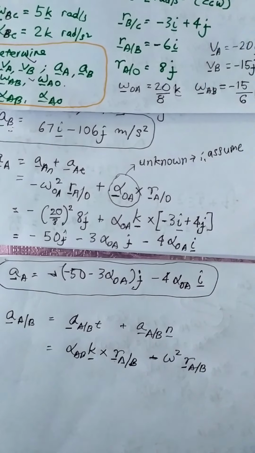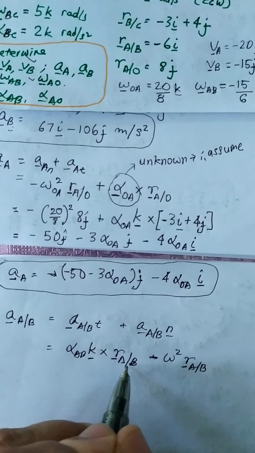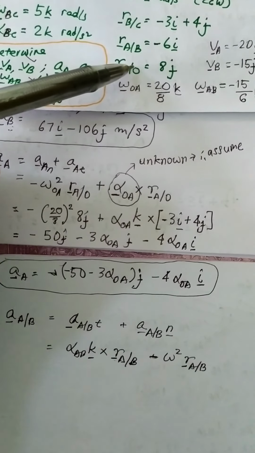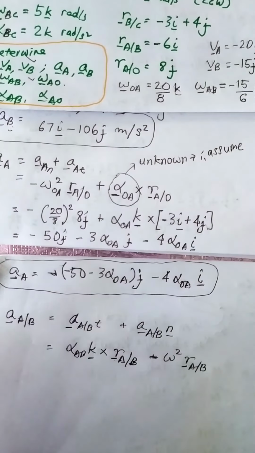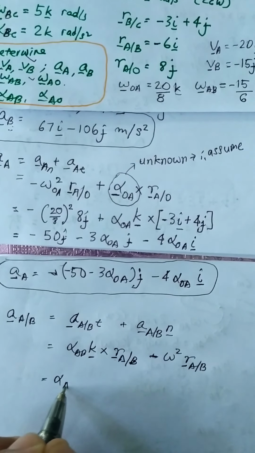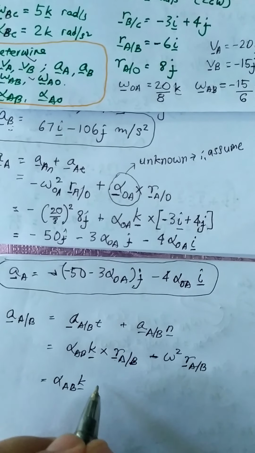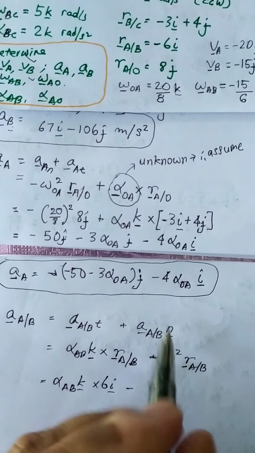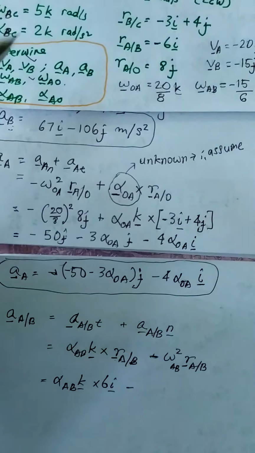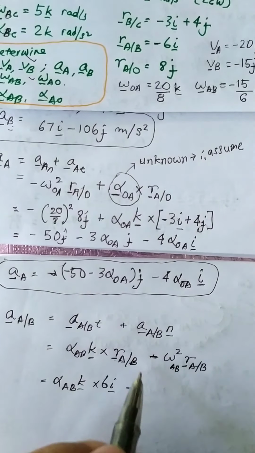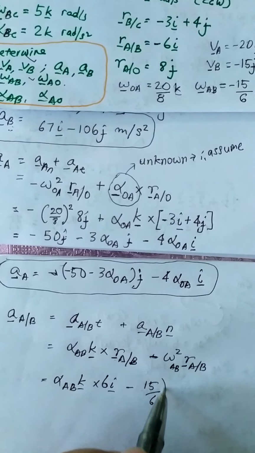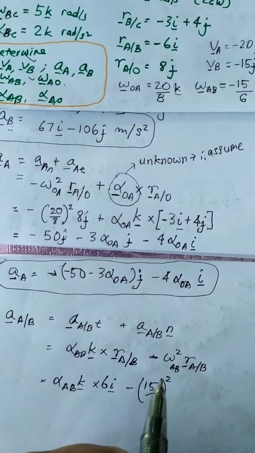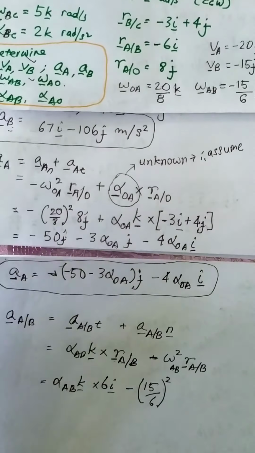Now the position vector A relative to B is quite straightforward. It is A relative to B is minus 6i. So alpha AB k cross 6i minus omega AB. What is the omega AB? We have calculated omega AB before, and it's minus 15 over 6, squared, and then position vector A relative to B is minus 6i.